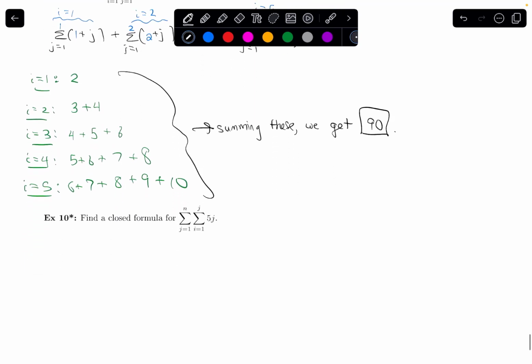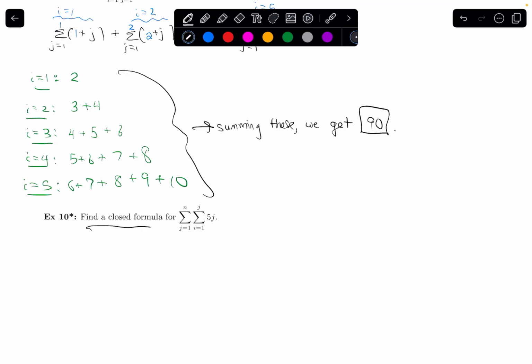So let's find a closed formula for the sum from j equals 1 to n of the sum from i equals 1 to j of 5j. So first, I want to give you a chance to try this. So I want to have you pause the video for 3 minutes to try this. So pause it in 4, 3, 2, 1.